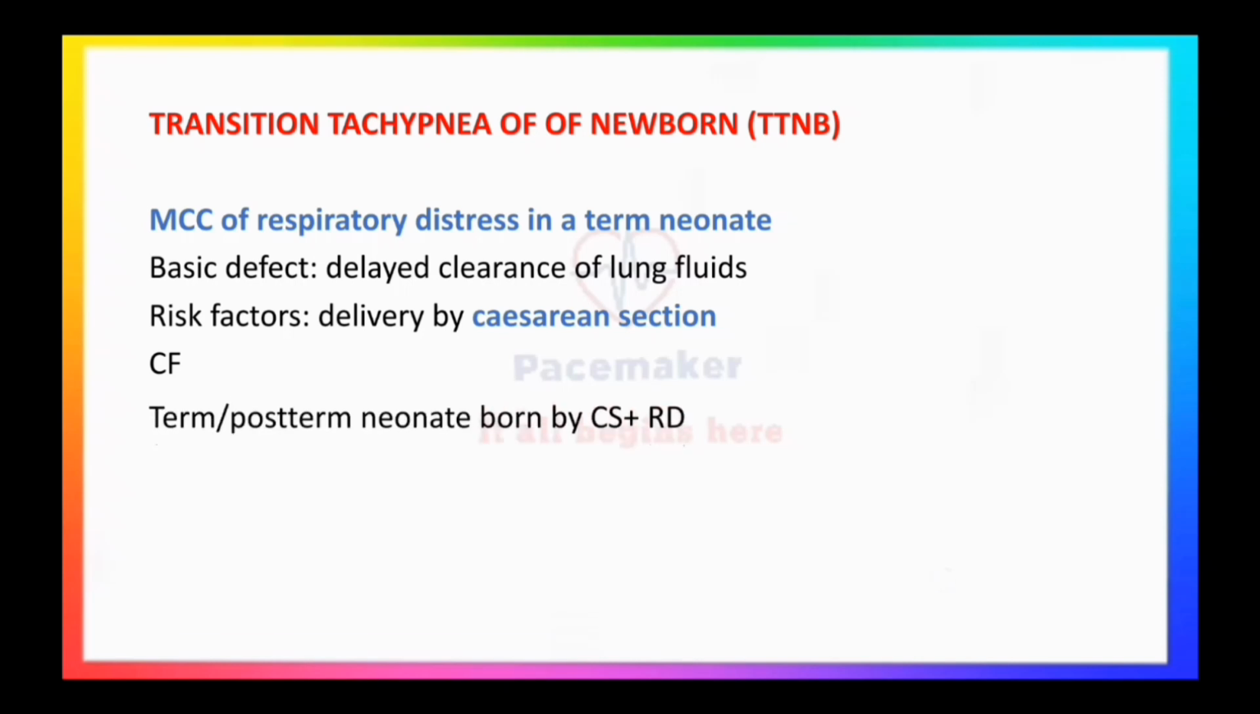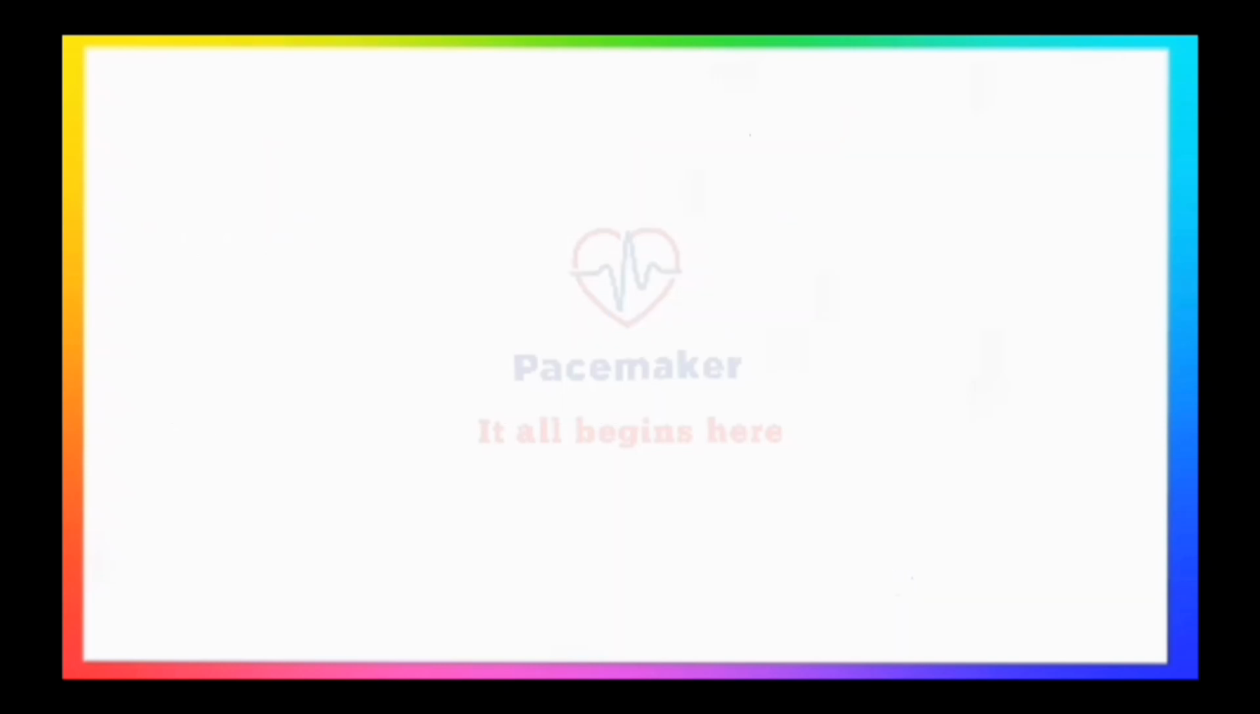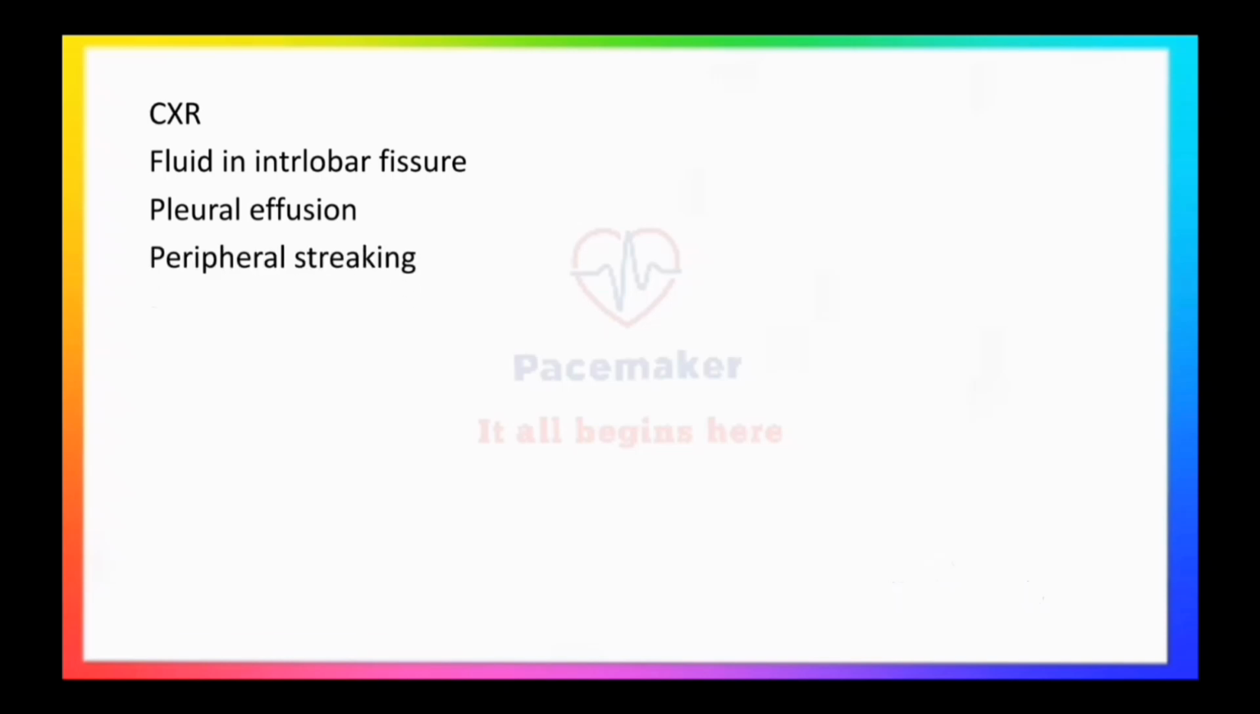The clinical features here: term or post-term babies born by cesarean section presenting with respiratory distress. It is a spontaneously resolving condition. It resolves within 72 hours, and you don't have to worry much because it will be mild distress. And on chest X-ray you may see fluid in the interlobar fissure, and some amount of pleural effusion will be there, and peripheral streaking will be there.